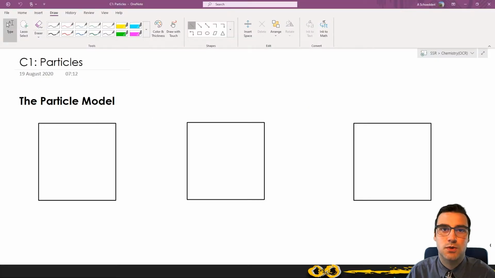It may be a shorter topic, but it's a topic that underpins our understanding of a lot of the rest of chemistry, and it will link into topics in biology and physics as well. So it's really important that we understand all the different parts of this topic.